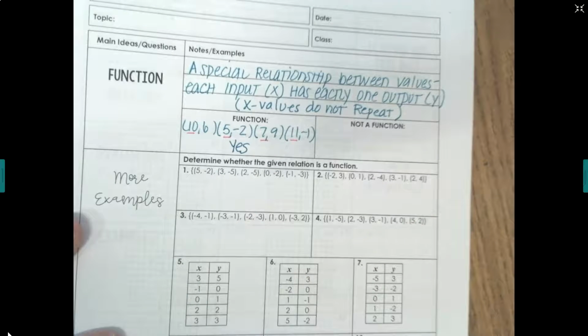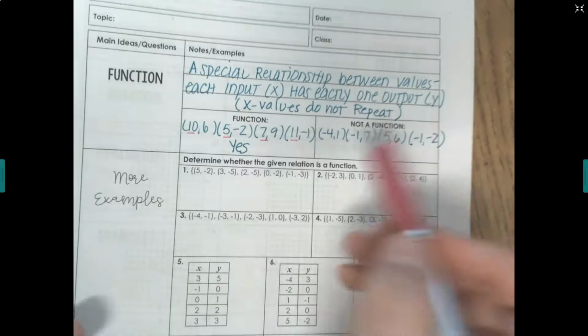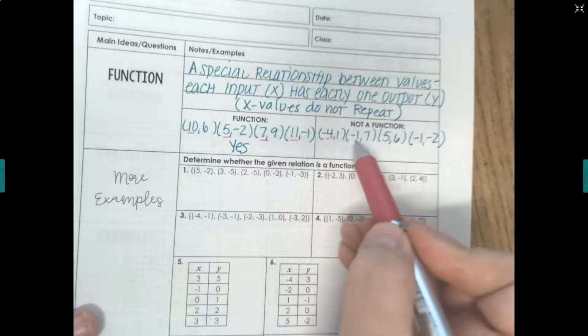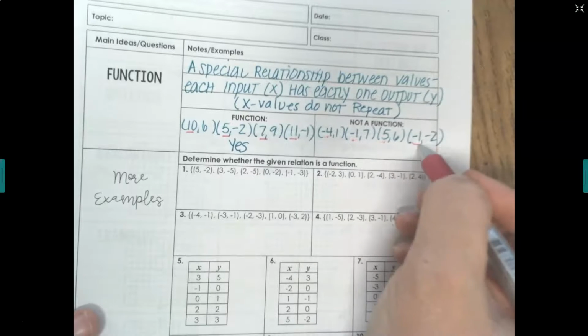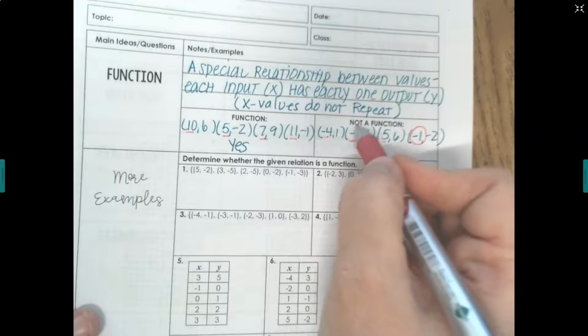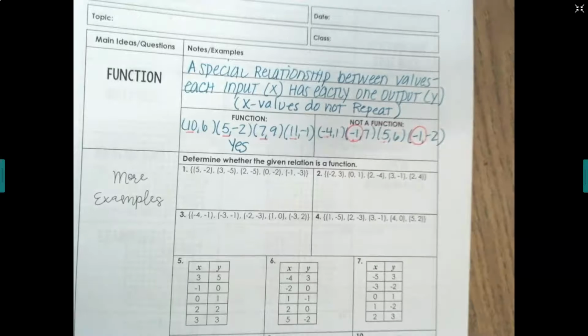Okay, let's look at another example. In our next set of coordinate points, we're going to take a look at our x values. We have -4, -1, 5, and another -1. So -1 and -1, your x values repeated. That makes it not a function. So your overall takeaway: look for repeating x's. If they repeat to different y's, then what we're looking at is not a function, it's just a relation.